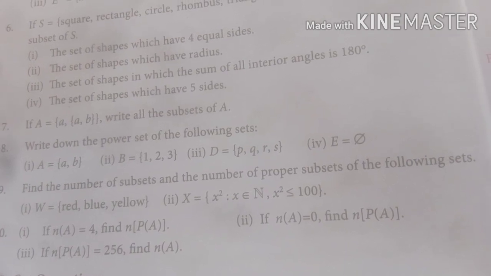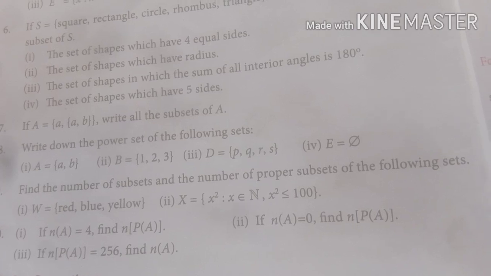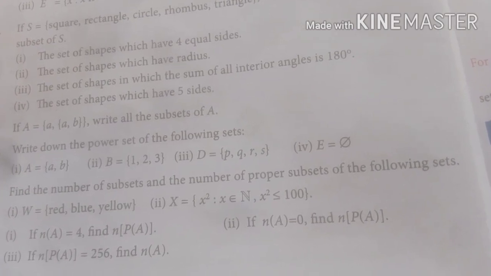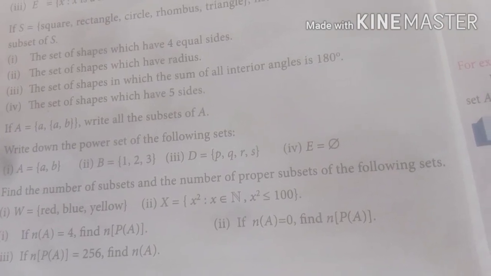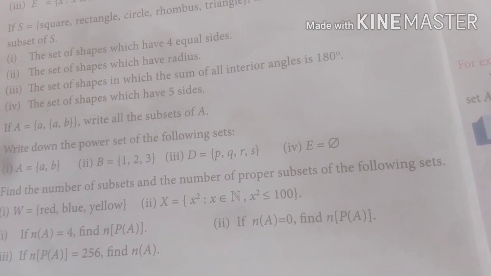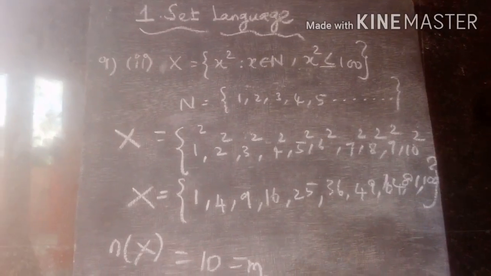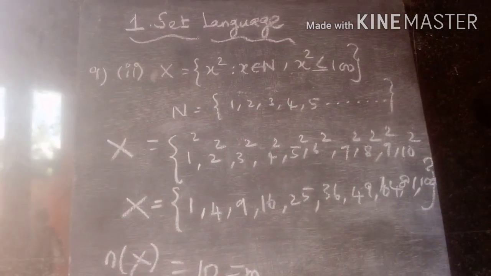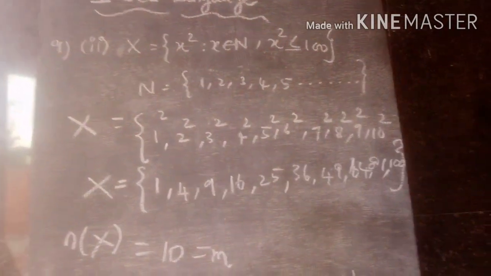So x belongs to N அப்படின்னா that is a set of all natural numbers which start with 1, 2, 3 etc. And one more condition is x squared less than or equal to 100. So you have to write the square of the numbers up to 100 because the condition is less than or equal to. So set language la 9th sum பார்க்குறோம். Second one, what is the x squared, x belongs to N, x squared less than or equal to 100.